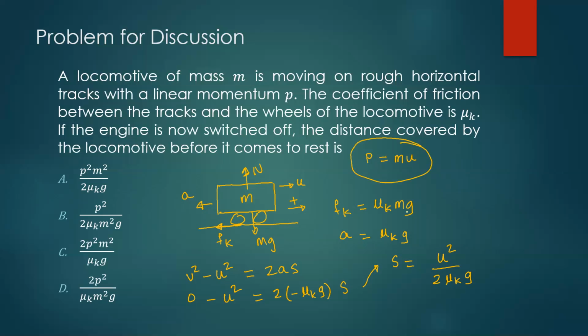But if I look at this, I don't have the initial velocity. Instead of that, I have initial linear momentum. So I can rewrite in terms of linear momentum, right? So velocity will be p by m. So I should get p square, and m square will be in the denominator. So 2 mu k m square g. So the answer should be B.